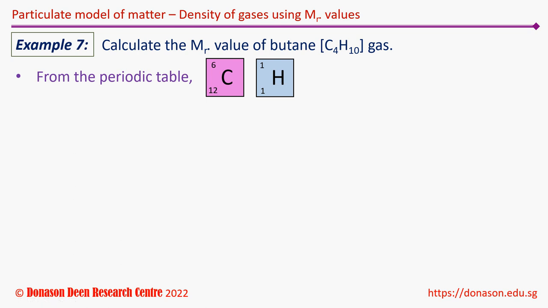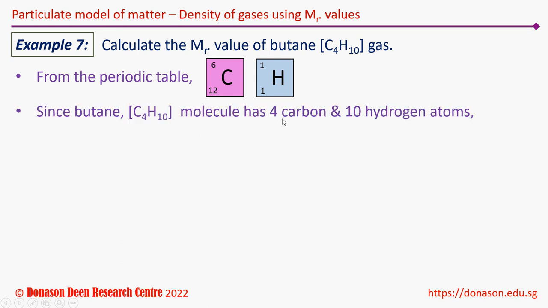So there we have carbon, which has a relative atomic mass of 12, whereas hydrogen has a relative atomic mass of 1. But if you look at one molecule, there are 4 carbon atoms and 10 hydrogen atoms clustered together to form a molecule of butane. So the butane's formula is therefore C4H10.